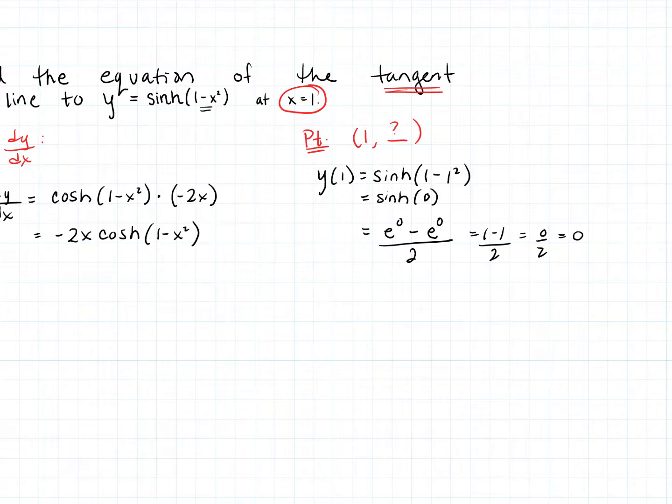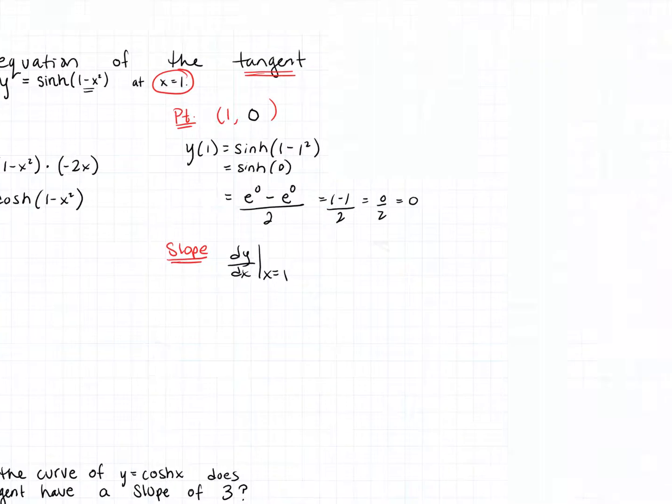So remember, anytime you need to evaluate a hyperbolic function, you can go to its exponential expansion and plug into the exponential and use what you need to use either to estimate on a calculator or to come up with the exact value in exponential form. So this is actually 0. So we know that we're passing through the point (1, 0). Now we need the slope. And so let's go ahead and figure out what dy dx is at x equals 1.